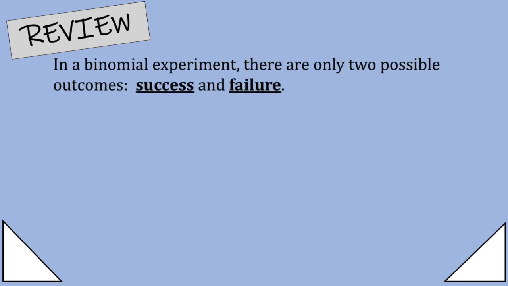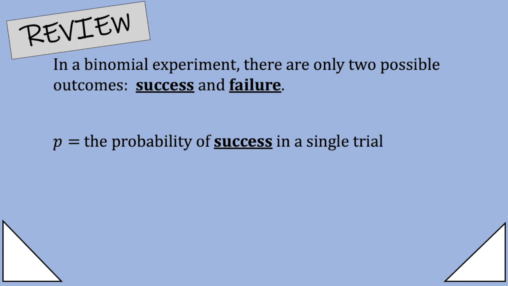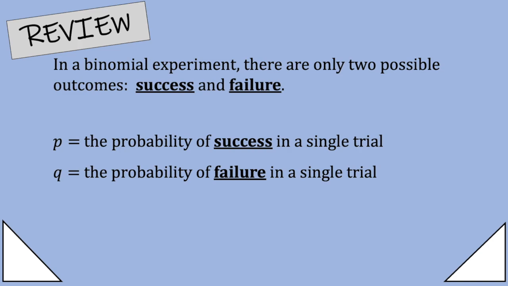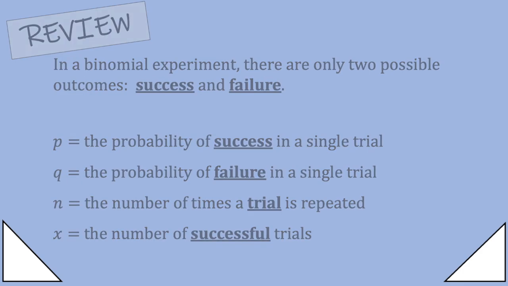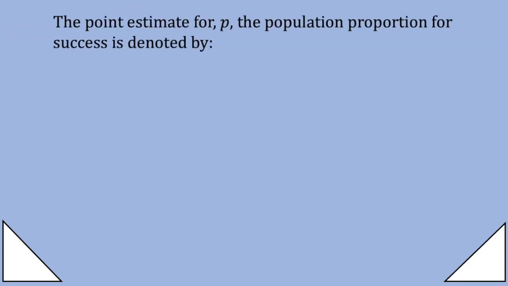In a binomial experiment, there are only two possible outcomes: success and failure. And if you'll recall, P is the probability of success in a single trial, and Q is the probability of failure in a single trial. N is the number of times a trial is repeated, and X is the number of successful trials. A point estimate for P, the population proportion for success, is denoted by P hat equals X over N. P hat means it's the proportion for the sample.